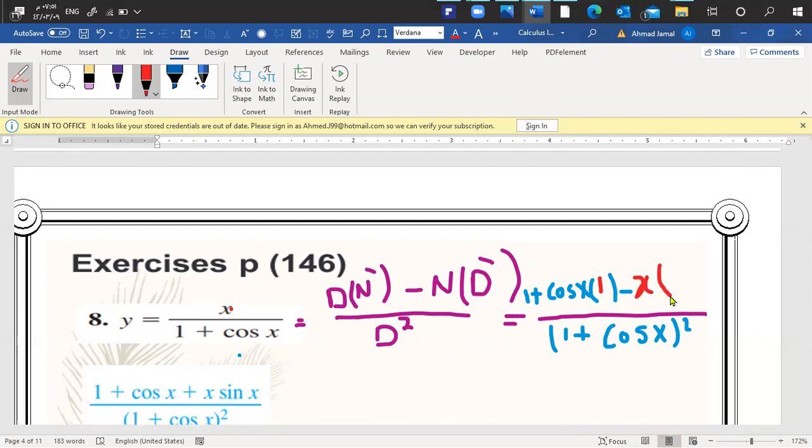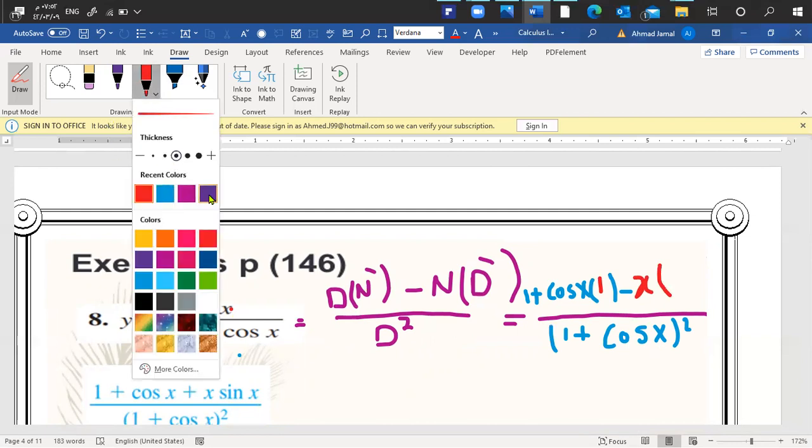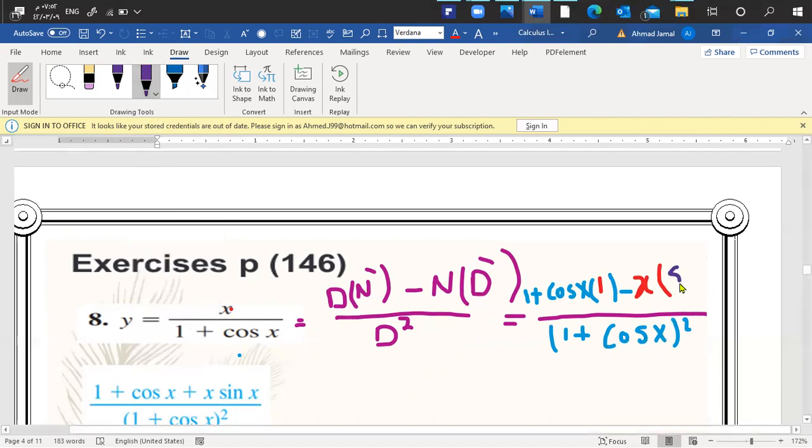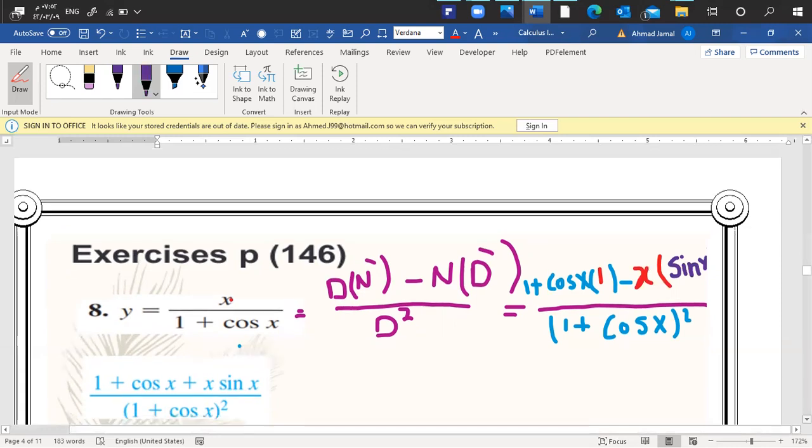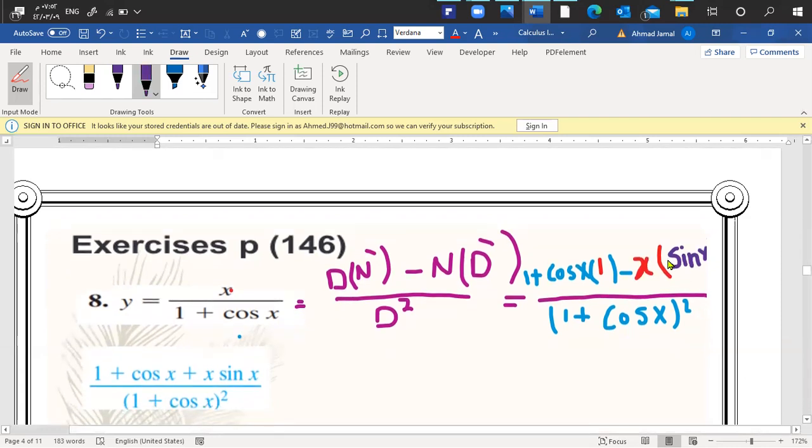And ask yourself, what is the derivative of the denominator? The derivative of the denominator: the derivative of 1 will be 0. And what is the derivative of cosine? It will be sine x. Finish. I will write cosine, it will be negative sine, okay?